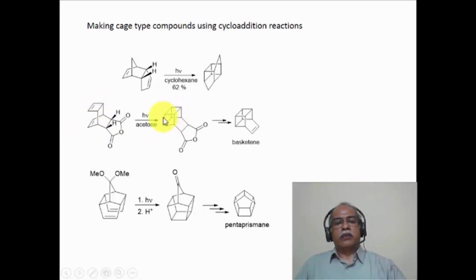This cyclobutene is formed by a 2+2 cycloaddition reaction. This molecule is hydrolyzed and then it is made to undergo oxidative decarboxylation using lead tetraacetate to give what is known as basketene. This molecule is supposed to be a basket where this is the handle and this is the basket part of the molecule.